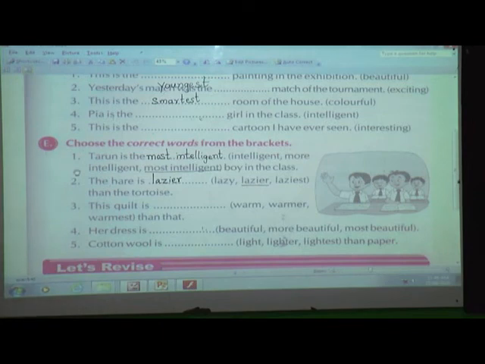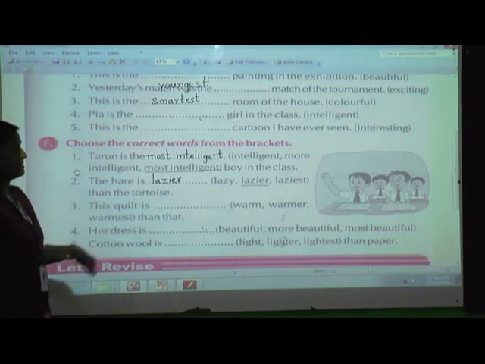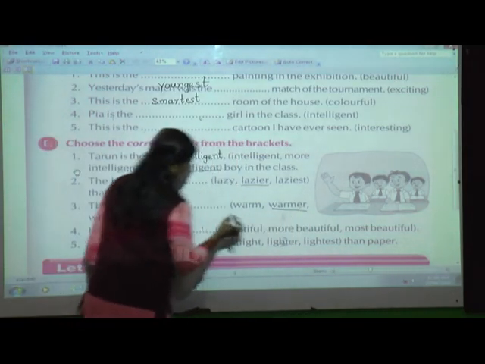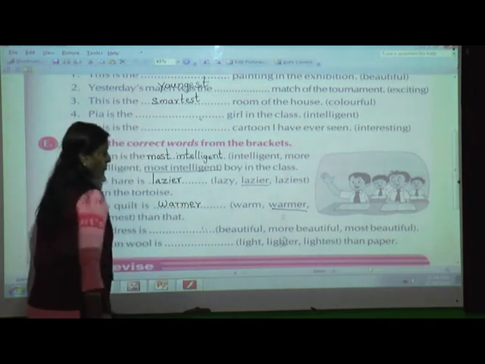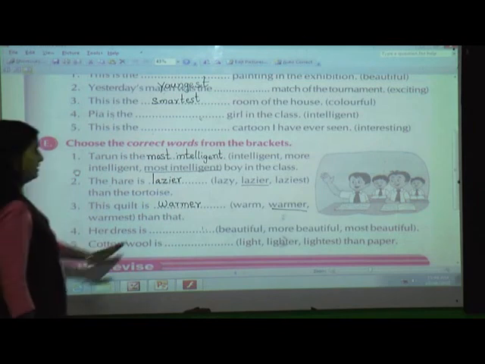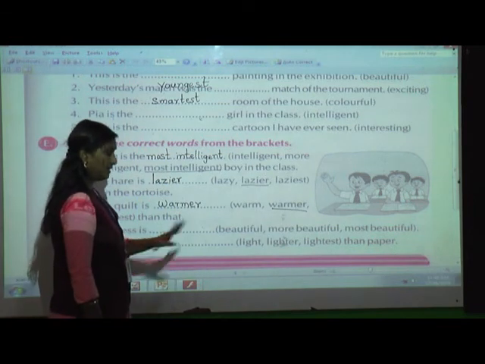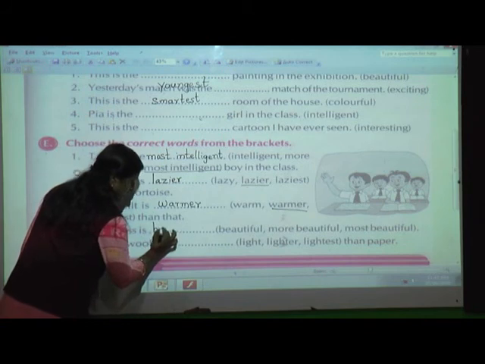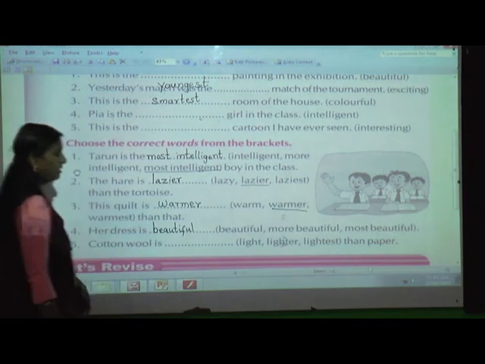This quilt is dash than that. This quilt is dash than that. If you will see, two things, this and that, only two things have been compared. So this quilt is ER form of the adjective. Warmer. Her dress is, see, if you see in this sentence, what is there, students? Her dress is dash. Nothing has been compared. So we will take the original form of the adjective, that is, her dress is beautiful. Her dress has not been compared with any of the dresses.